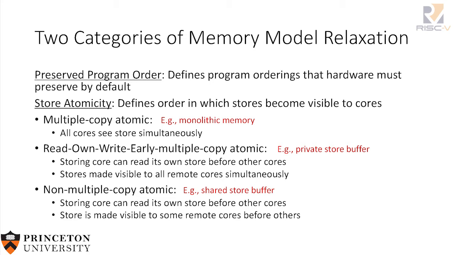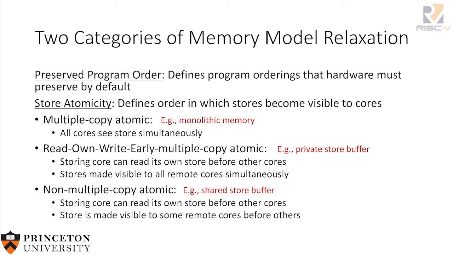And then there's store atomicity, which has three flavors. One is multiple copy atomic, where all cores see a store simultaneously, essentially as if there's one monolithic memory and all threads are writing to and reading from memory. When a store is performed by a thread, everyone sees it simultaneously. That's like sequential consistency.